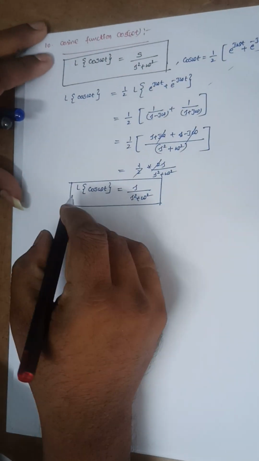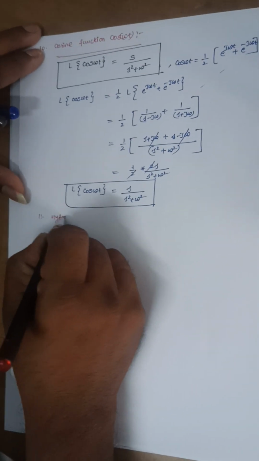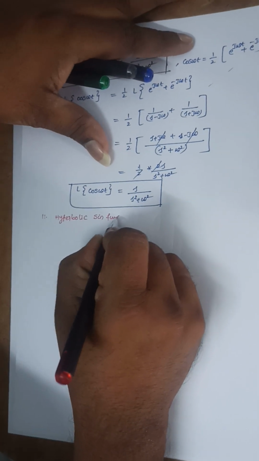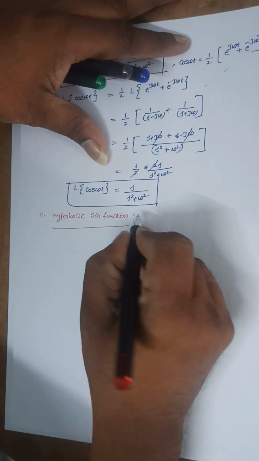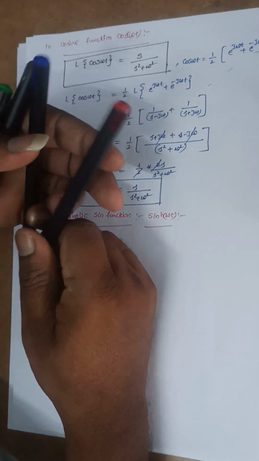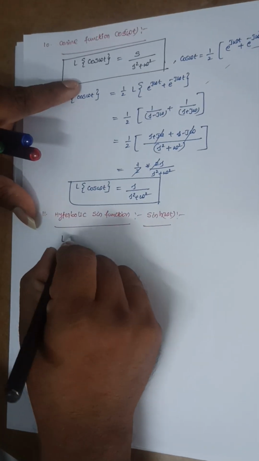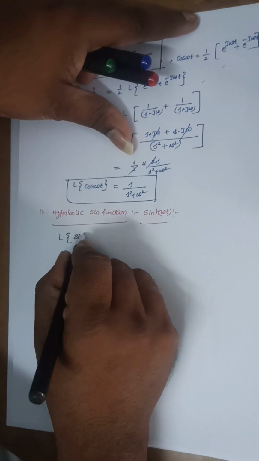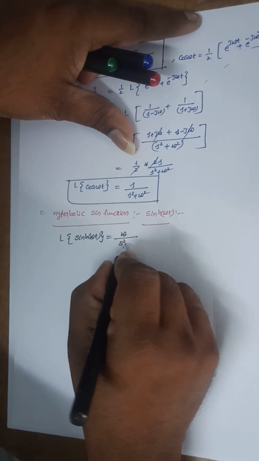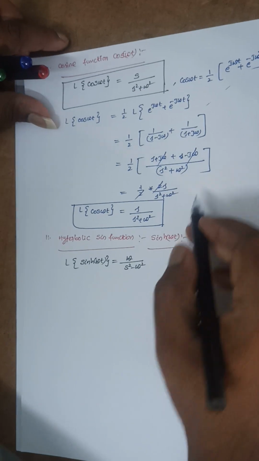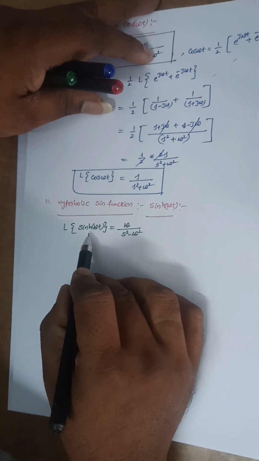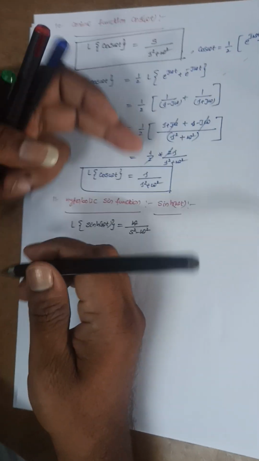Next, hyperbolic functions. The 11th one is hyperbolic sine function, that is sinh omega t. So for this hyperbolic sine function, Laplace transform of sinh omega t is equal to omega divided by s square minus omega square. For sin omega t, Laplace transform is omega divided by s square plus omega square, but for sinh omega t, it is omega divided by s square minus omega square.